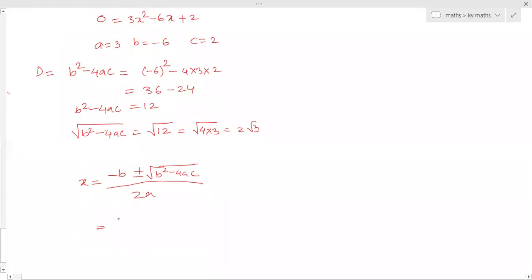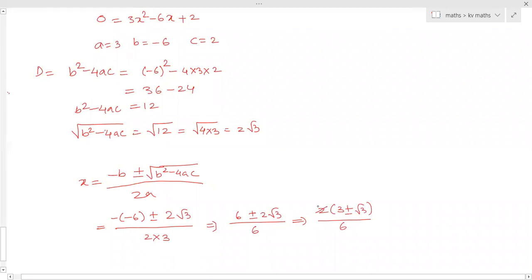So that is equal to minus b. What is the value of b? Minus 6, so minus of minus 6, plus minus 2 root 3 by 2 into 3. So this is equal to 6 plus minus 2 root 3 by 6. Take 2 common: 3 plus minus root 3 divided by 6, 2 ones are 2, 2 threes are 6. So 3 plus minus root 3 by 3 is the value of x. One value is 3 plus root 3 by 3 and the second value is 3 minus root 3 by 3.